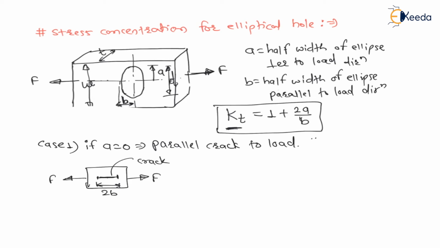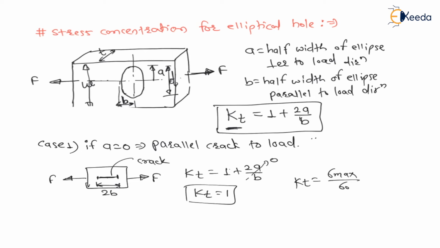Now what will be the Kt? Kt is equal to 1 plus 2a by b. a is 0. Therefore these terms become 0. Therefore Kt is equal to 1. That means for parallel cracks, there will be no stress concentration. Can you imagine here? Kt is equal to 1 means sigma max divided by sigma naught is 1. Therefore sigma max is equal to sigma nominal. Therefore for parallel cracks there is no stress concentration.